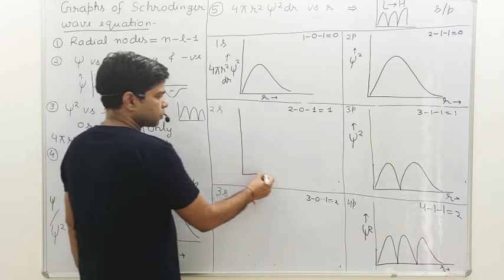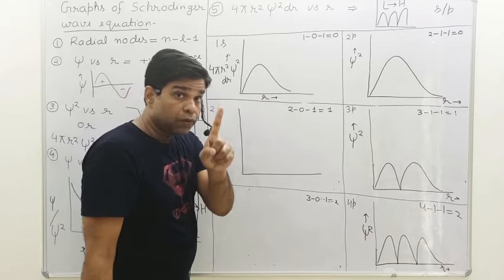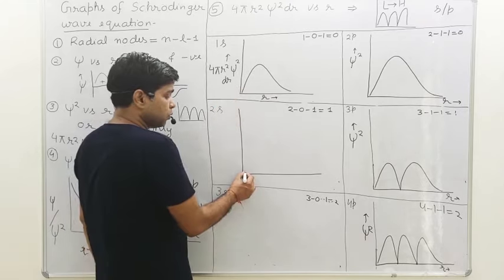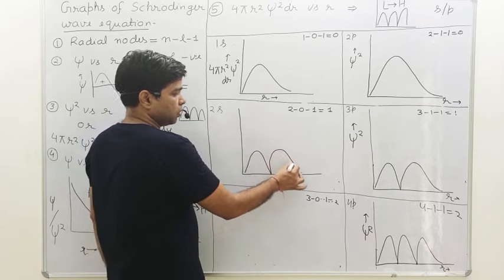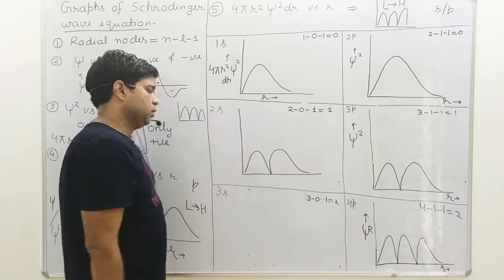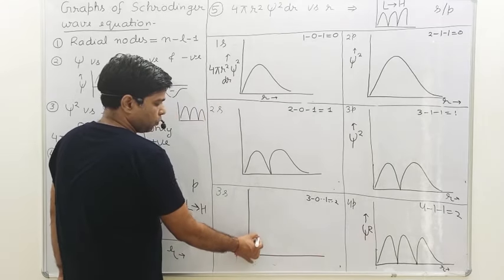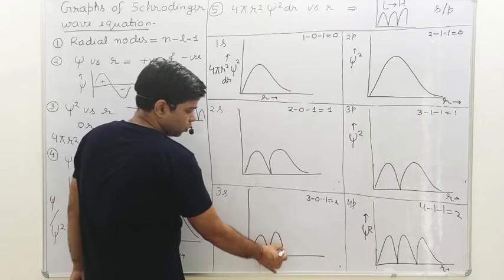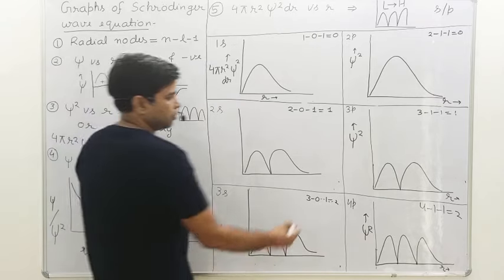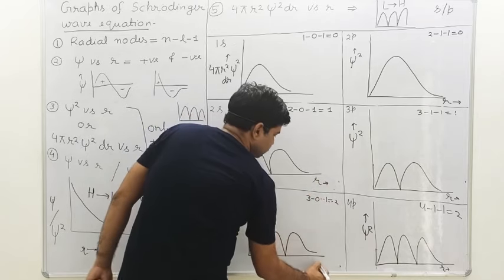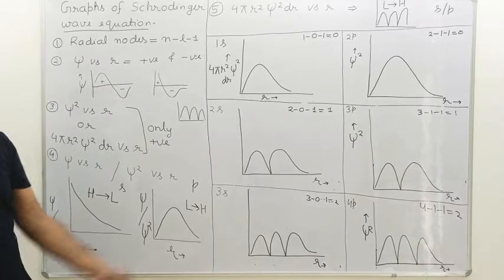Now next graph for the 2s, how many times you have to make the psi is equal to 0? Only one time you have to make psi is equal to 0. So lower to higher, 1 time 0. Now we cannot touch it 0 again. Now graph of 3s, 1 time 0, 2 time 0. Now we cannot make it 0 again. This is the graph of 3s for the 4 pi r square psi square dr versus r.